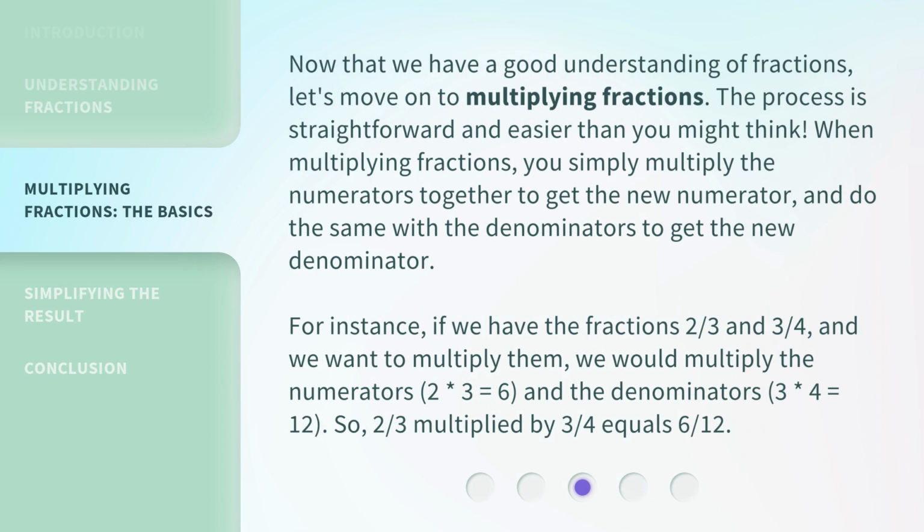Now that we have a good understanding of fractions, let's move on to multiplying fractions. The process is straightforward and easier than you might think. When multiplying fractions, you simply multiply the numerators together to get the new numerator, and do the same with the denominators to get the new denominator. For instance, if we have the fractions 2/3 and 3/4, and we want to multiply them, we would multiply the numerators, 2 times 3 equals 6, and the denominators, 3 times 4 equals 12. So, 2/3 multiplied by 3/4 equals 6/12.